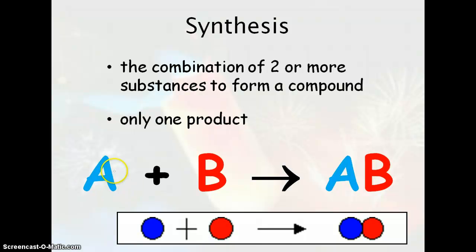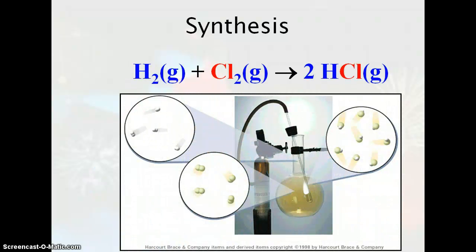So you see you have A plus B yielding AB. That's the AB form, which would be like little blue molecule plus little red molecule equals a molecule that has a blue and red atom combined. All right, here's an example of synthesis. Here we have H2 and Cl2, so hydrogen gas and chlorine gas, and they are forming hydrochloric acid gas, okay, vapor form.